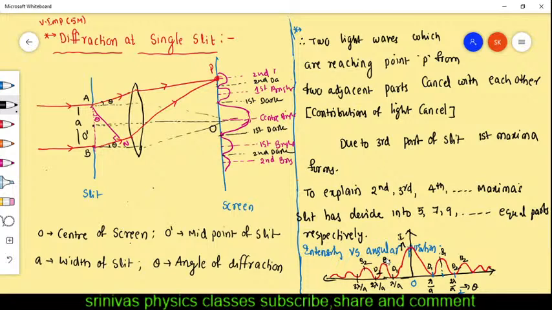This is the most important topic, and it is also tough to understand. In this, what we have to discuss is how bright and dark bands form in diffraction.